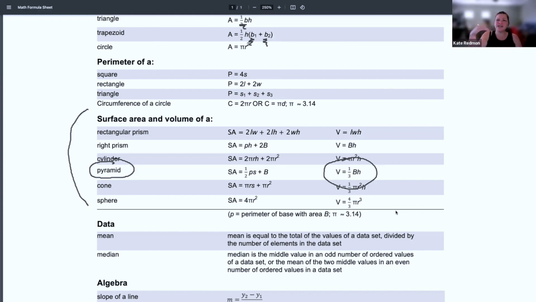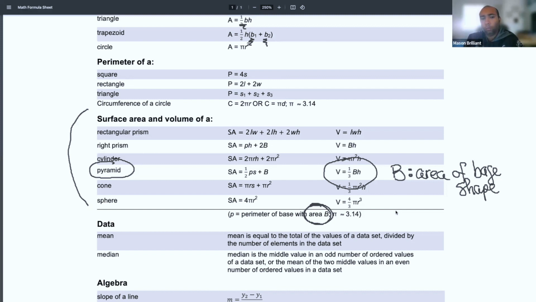So when we looked at the base before, we were talking about lines on these 2D shapes. But just like when I drew my picture, when I'm talking about the base now, I'm talking about that square. It's a full shape, not just a line. So that capital B, they tell you down here, stands for area of the base shape. Mark that on your formula sheet because it's a sign that we have to do a 2-step formula. In order to find the volume, we need to know the area of the base.